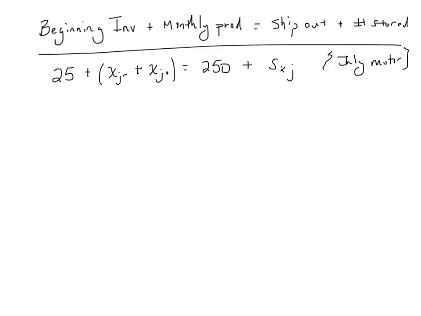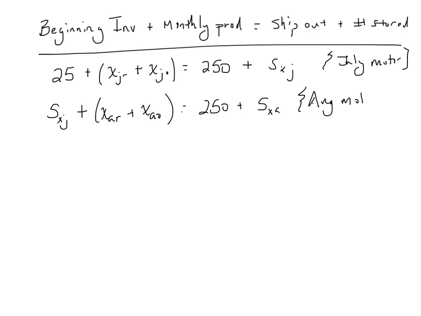For August motorhomes, what's our beginning inventory? Well, it's whatever's left over at the end of July that we stored in July. So SXJ. Plus whatever we produce, XAR plus XAO in overtime. And the demand there was also 250. And then we might store stuff at the end. So SXA. And this is our August motorhome.